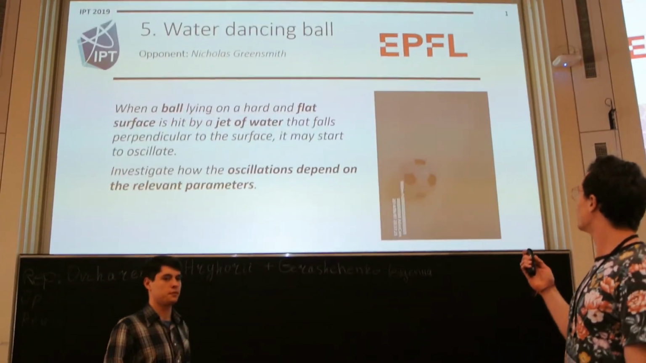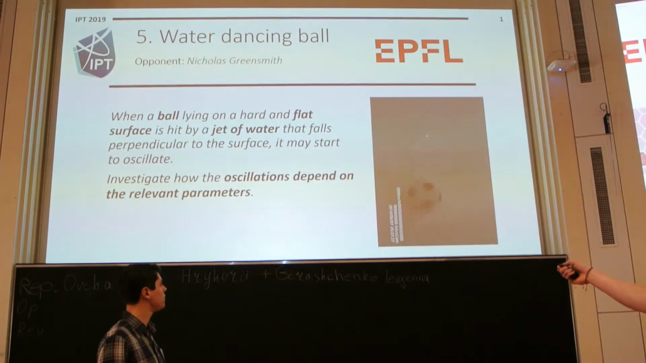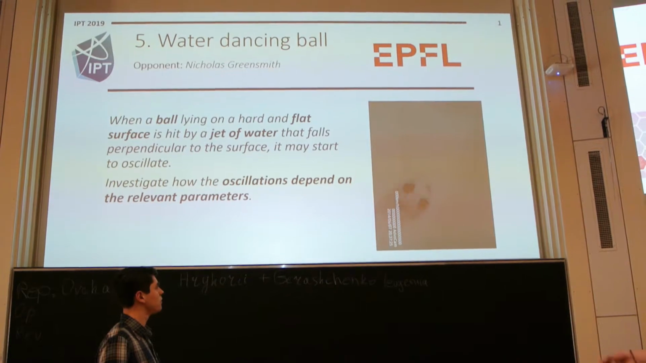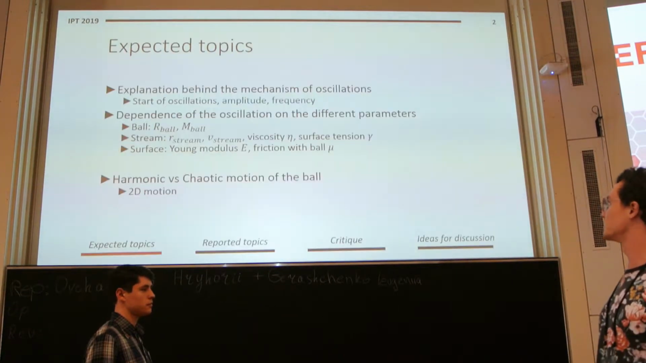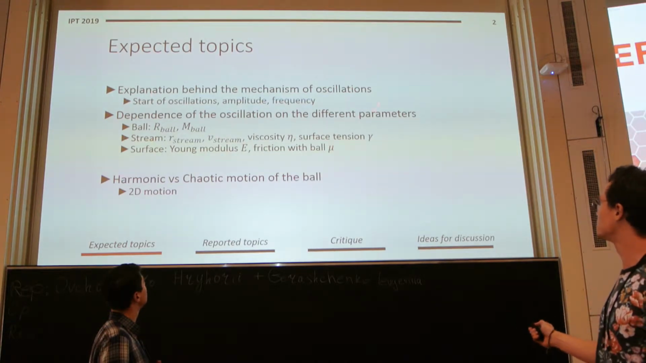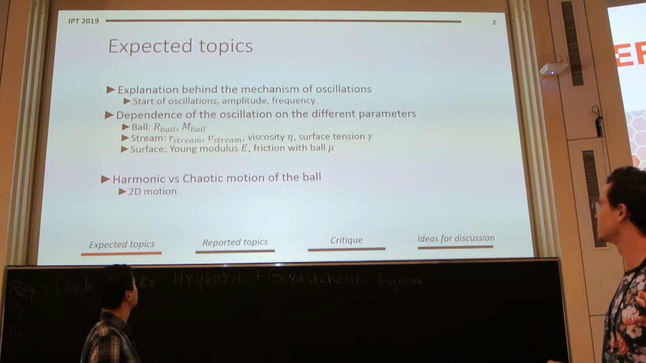Okay, so we are asked, well, the problem statement, this is for the 2D motion of a ball. We see it oscillating under the jet. You guys have already gone through the mechanisms behind this force. So we would expect an explanation behind the mechanism of oscillation. You guys have clearly stated that.